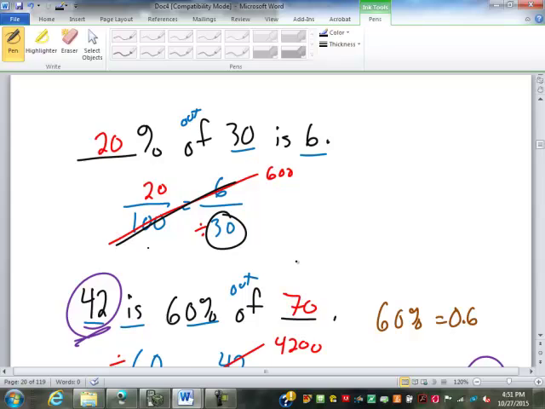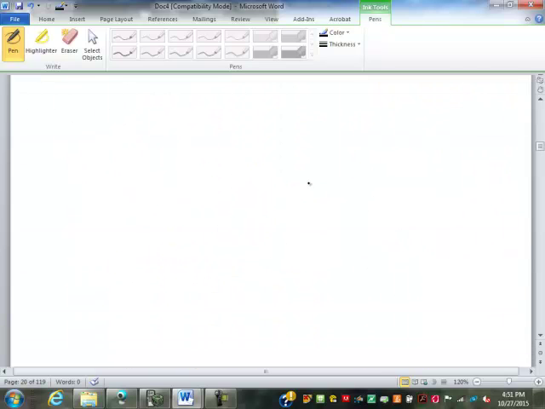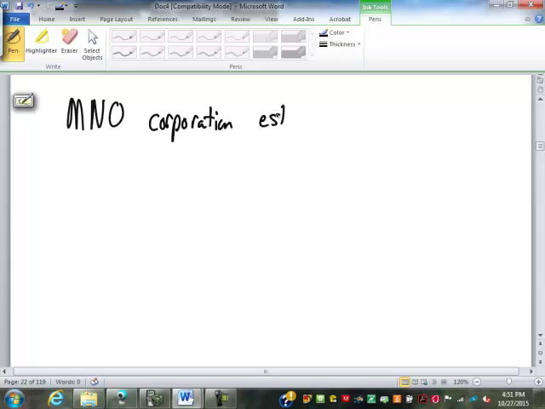In fact, when we get into story problems, that proportion method is actually extremely handy for setting up the work for the problem. For example, let's say that M&O Corporation estimates net income as 12% of gross sales.